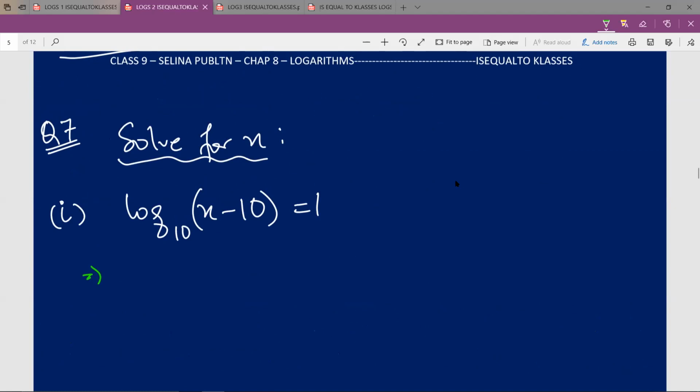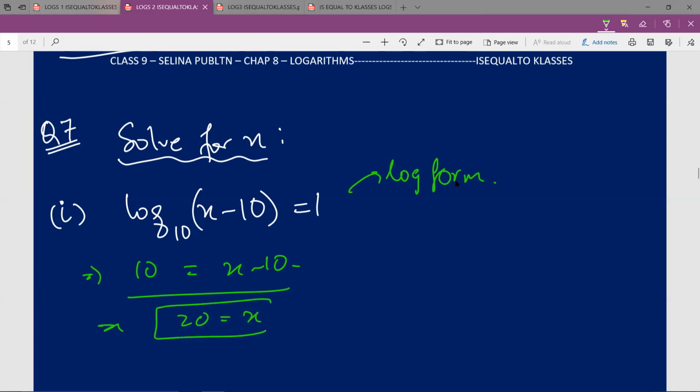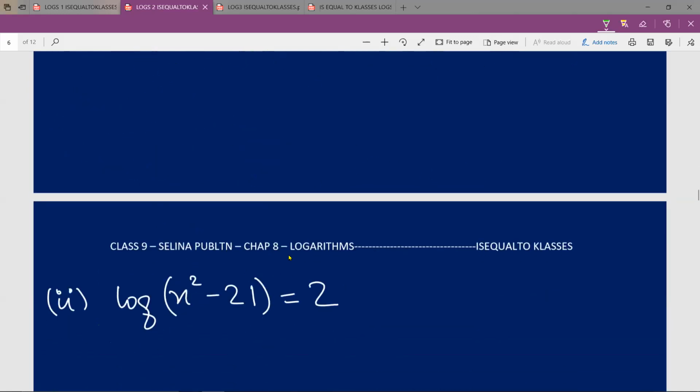Only if it were 10 raised to the power 1, which is 10, simply is equal to x minus 10. So what I've done is, this is in the log form. I have converted the log form into exponential form. This is the exponential form. X minus 10. So therefore, minus 10 in the RHS will move to the LHS and become plus 10. So therefore, 10 plus 10 is 20 is equal to x. So therefore, the answer, the value for the variable x will be 20 in the first subpart.